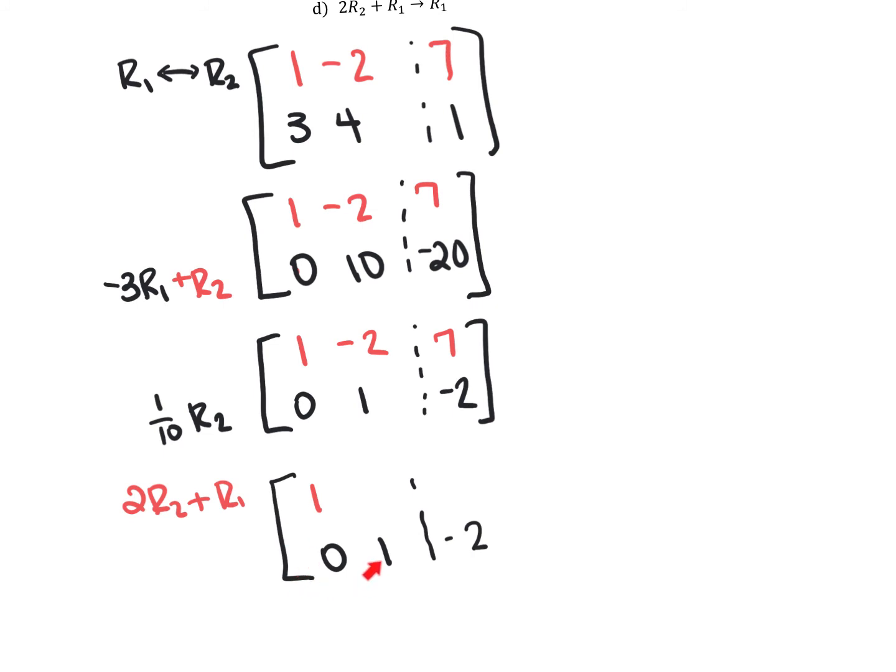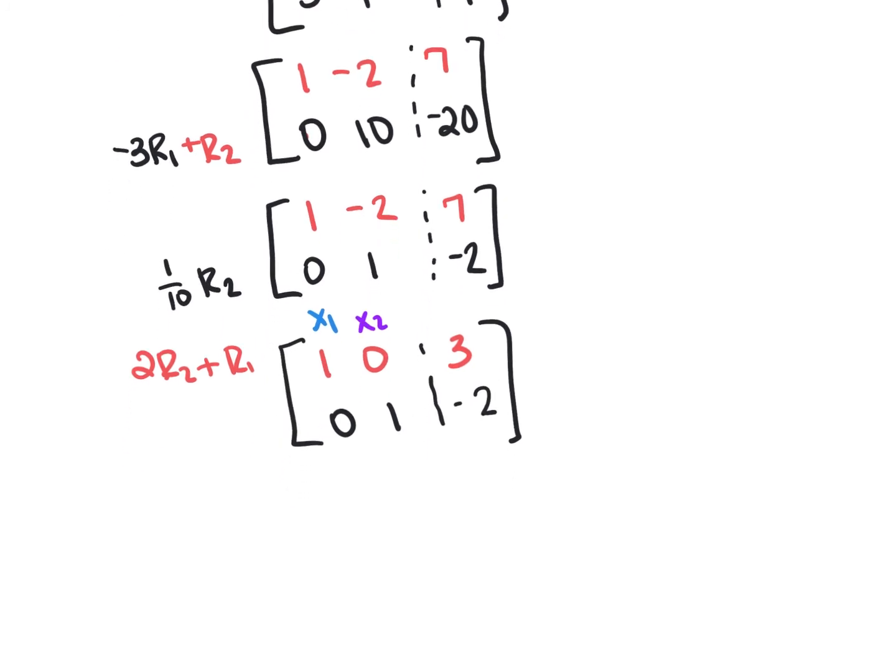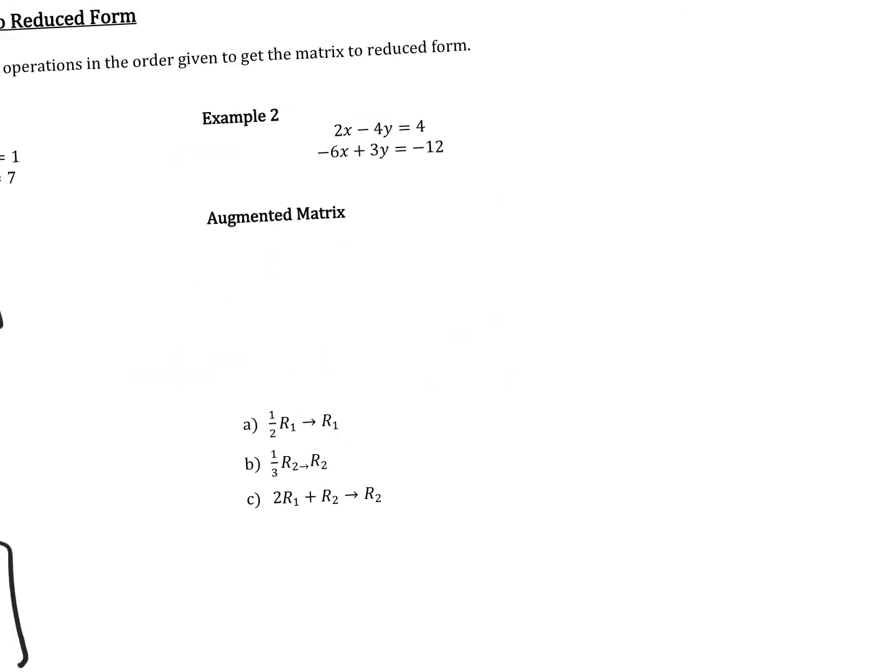2 times 1 is 2, plus this -2 is going to give me a 0. And then 2 times -2 is -4. -4 plus 7 is +3. So when I look at this now, I know that here is x1 and here is x2. So I can tell you that for this particular system, x1 is equal to 3 and x2 is equal to -2.